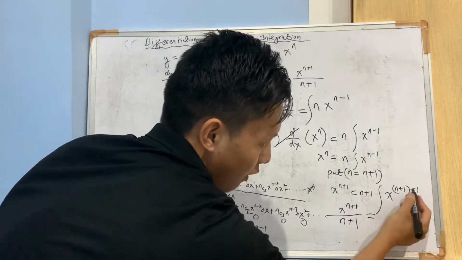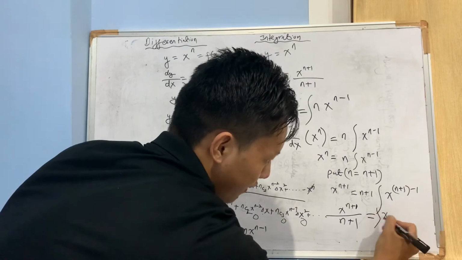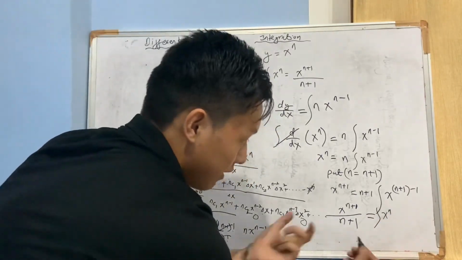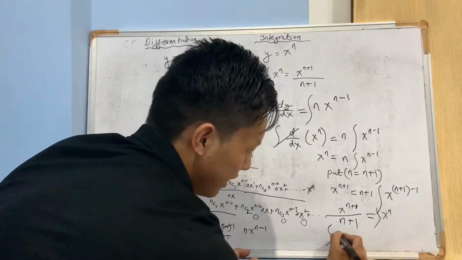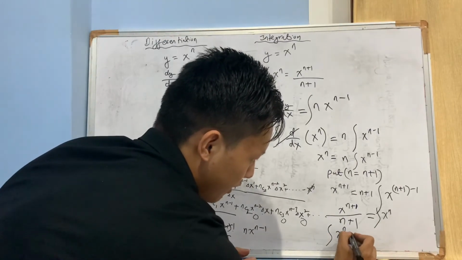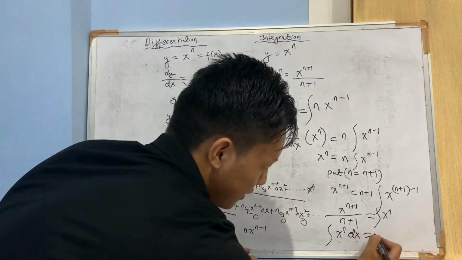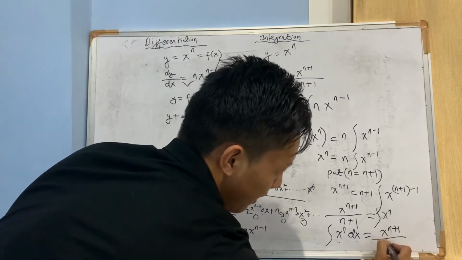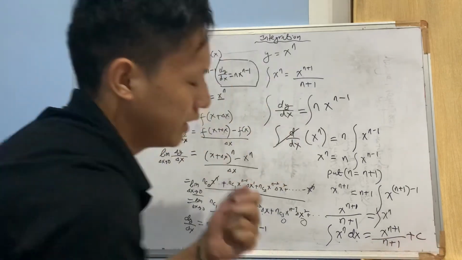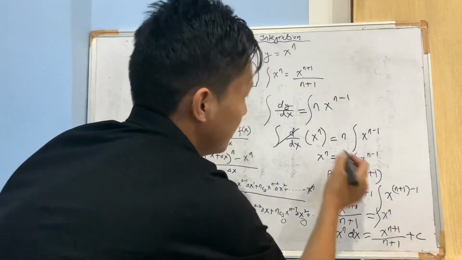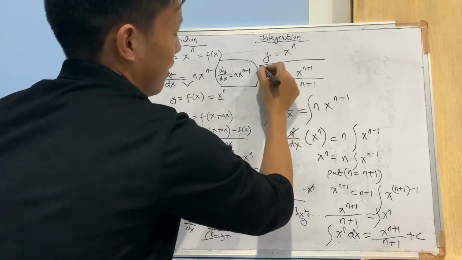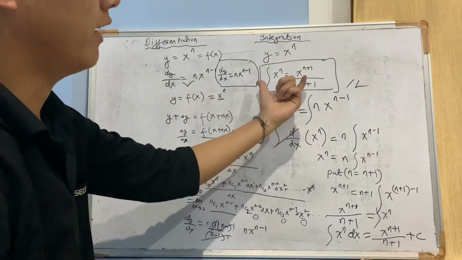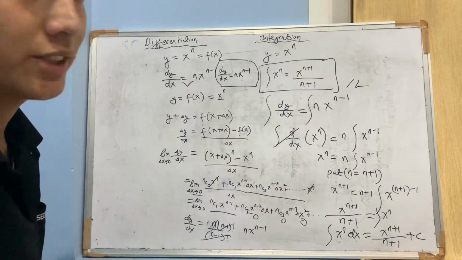Which is equal to, 1 cancels, this becomes the integration of x to the power n. So if I take this right-hand side to the left-hand side, this becomes the integration of x^n dx is equal to x^(n+1) divided by n+1. Got it? So this is what we are finding, okay? So using the differentiation, we can find the integration, right? I hope you understand. That's all. Thank you.